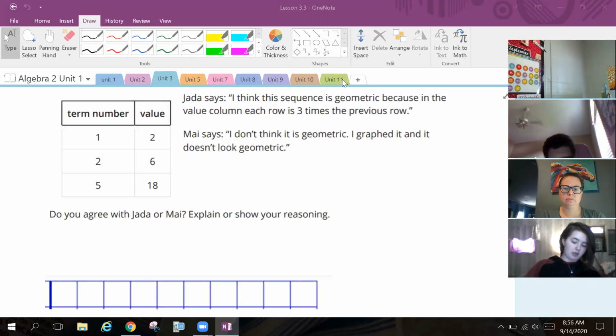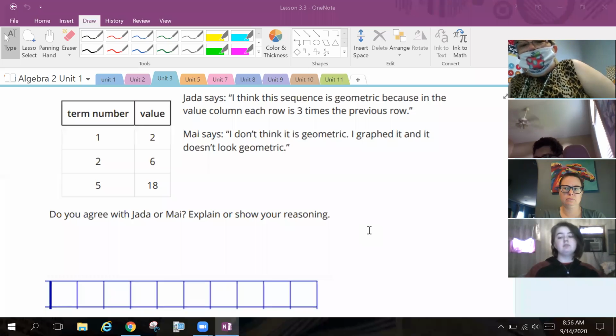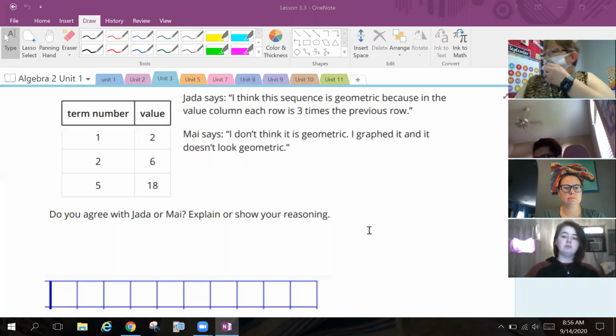So as you're looking at 3.3, who's right? You have to think about that. What's happening to this table and the values that are in it? What would be the common ratio or growth factor? Is it multiplied? Is it add and subtract?